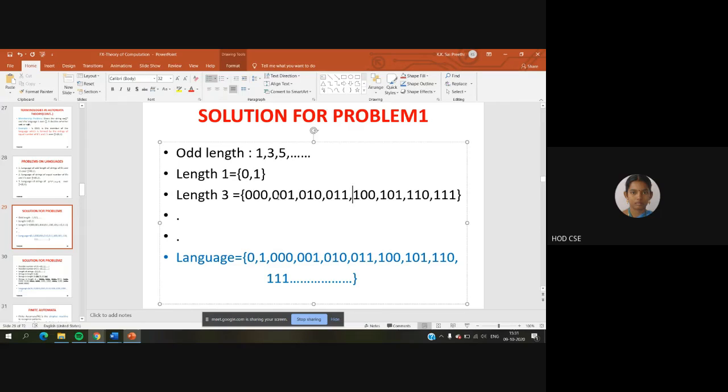They are 000, 001, 010, 011, the combination of zeros and ones. In length 5, we can produce strings. Length 7, likewise it goes because it is infinite. By combining all these things together, we call that the language, because the language is the strings of odd length. Here, all the members have odd length. 0 is in length 1, 1 is in length 1, 000 is in length 3. Likewise, all the members have odd length.